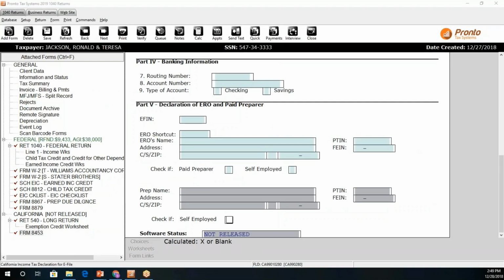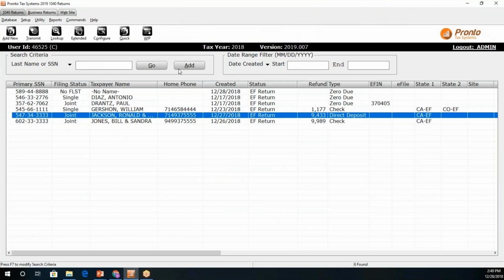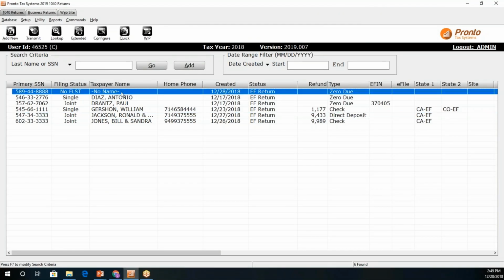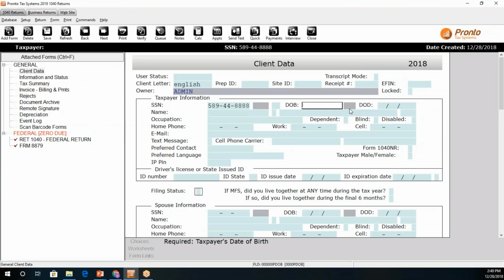And here we go. So we're going to close on the Jacksons, and we'll start a new tax return. And this is going to be Gary. And let's see here. So his date of birth is 12/1/1988.